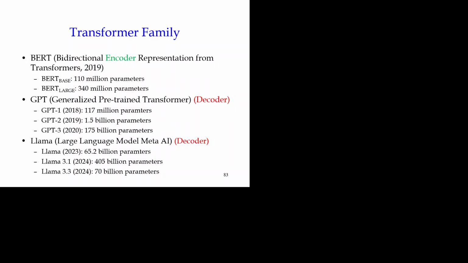GPT is published by OpenAI, so it's called Generative Pre-trained Transformers. But it only uses the decoder part, because they think the decoder part is already strong enough, so they just skip the encoder part. Okay, in their versions, GPT-1 contains 117 million parameters, but GPT-2 becomes 1.5 billion parameters, and GPT-3 is 175 billion parameters.